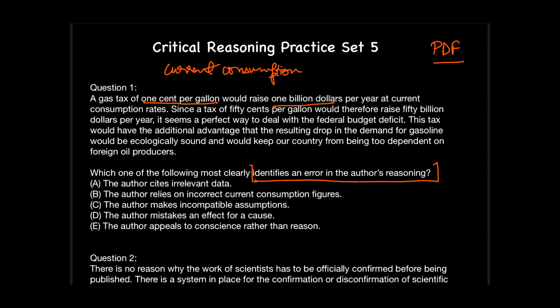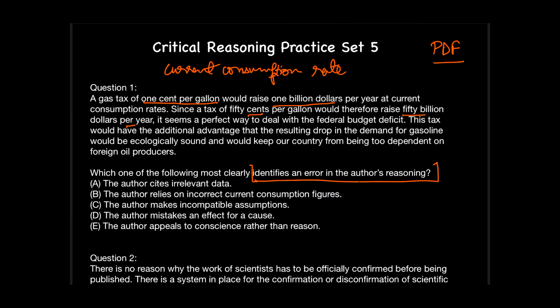And that is possibly the correct data, because of which he is writing that if he takes 1 cent per gallon tax, he would be able to generate $1 billion. So if you divide the number, you will get the current consumption rate. Since a tax of 50 cents per gallon would therefore raise $50 billion. Now, what do you realize from here?